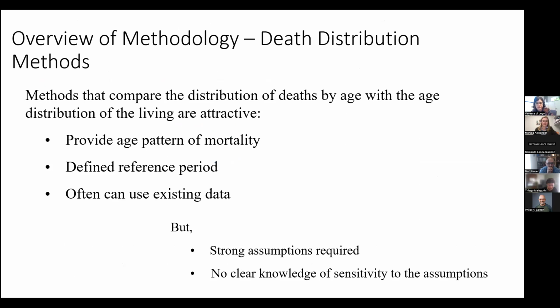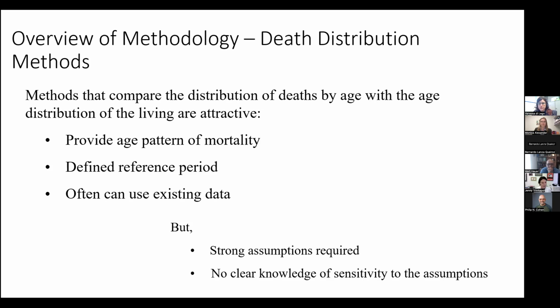So the main thing I'm talking about today is the death distribution methods. The idea of the methods is that we are comparing the distribution of deaths in the population by age with the age distribution of the living. Normally we think of methods that estimate mortality based on some sort of kinship. So censuses include questions on whether your siblings are alive, or children ever born and children alive, and try to estimate infant and child mortality and adult mortality.